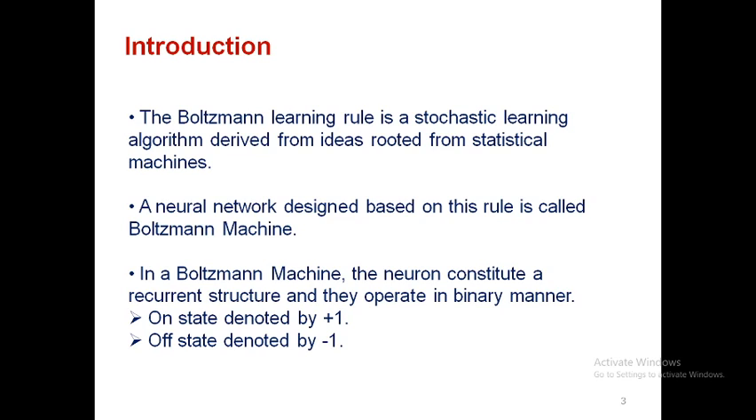We'll discuss here. In a Boltzmann machine, the neurons constitute a recurrent structure and they operate in a binary manner. A recurrent structure means it has some feedback loops, and these operate in a binary manner. The on state is denoted by +1 and the off state is denoted by -1. If the neuron is on, it is +1; if the neuron is off, it is denoted by -1.